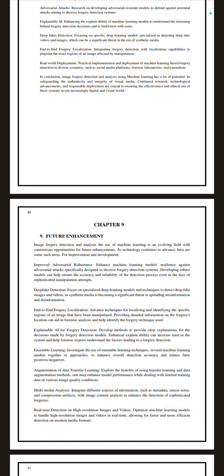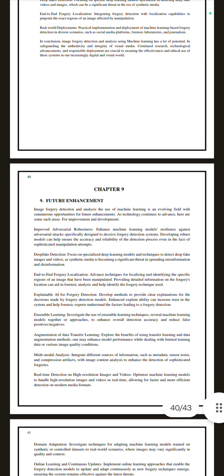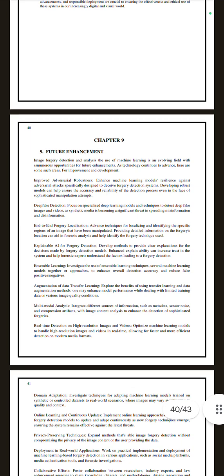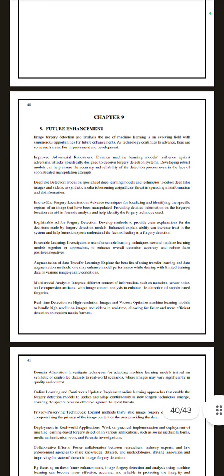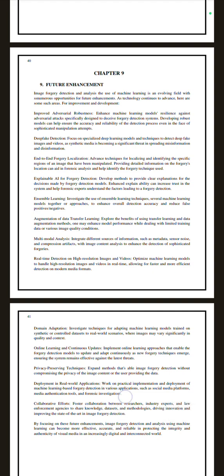Future enhancement of image forgery detection and analysis. The use of machine learning is an evolving field with numerous opportunities for further enhancement as the technology continues to advance. Here are some such areas for improvement and development: improving adversarial robustness and deepfake detection, end-to-end forgery localization, explainable AI forgery detection, ensemble learning, augmentation of the data, transfer learning, and multimodal analysis, real-time detection, high resolution, etc.